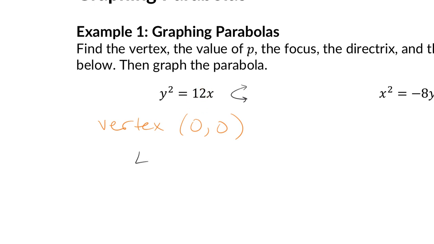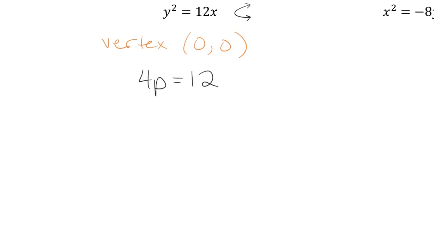12. So if I say 4P is in the same spot as 12, that's like saying 4P is equal to 12. And if 4P is equal to 12, what's P? 3. So my focal length is 3. That's the only number I need to now find every other piece of information about this parabola.